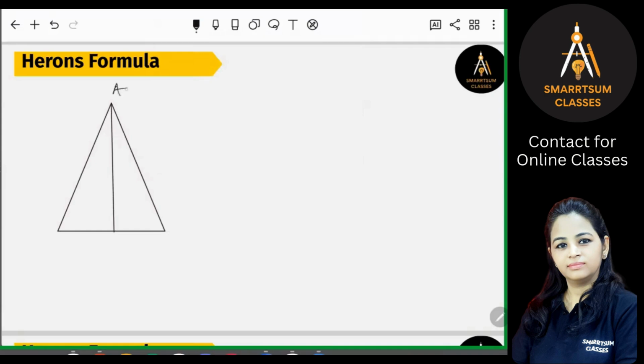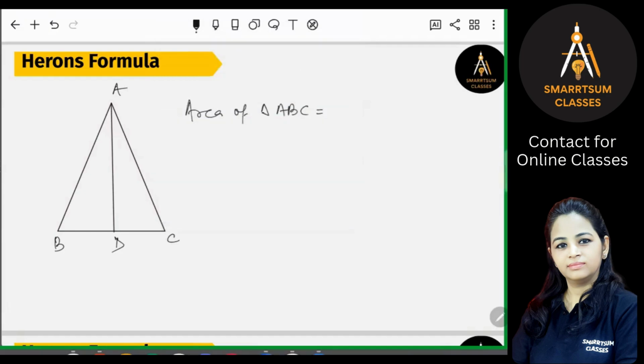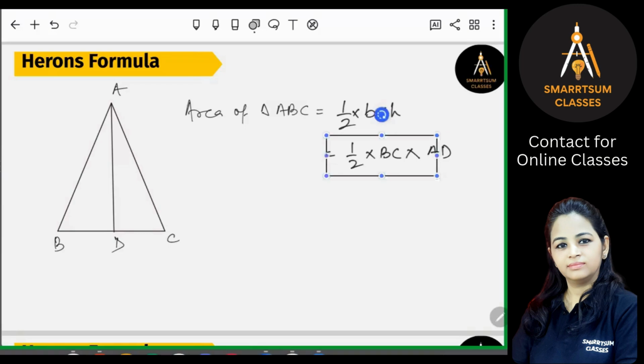So suppose this is a triangle ABC, and this is AD. We can find the area of the triangle ABC as half base into height. So what is base here? Base here is BC and height is AD. Now by putting the value of BC and AD, we can easily find the area of the triangle. So whether it is an isosceles triangle, or similarly, if we have a right angle triangle, then also we can easily find it by using this method.